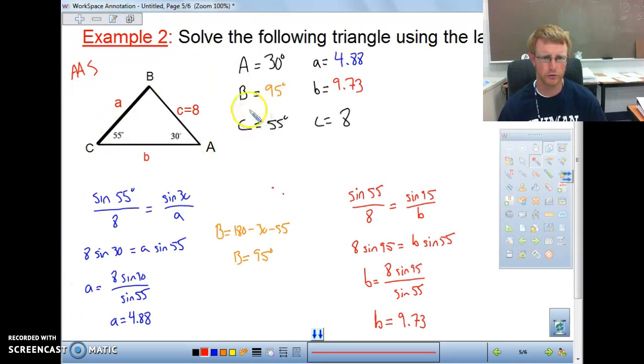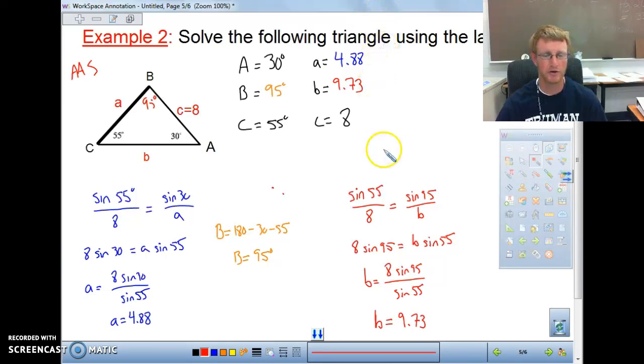So here's the solution for this one. Of course, you use the law of sines right off the bat to figure out what A is. We have sine of 55 over 8 equals sine of 30 over A, and then cross multiply and divide to get A equals 4.88. To figure out angle B, we would subtract 30 and 55 from 180. We get 95 for our angle, and then we can use that angle to do our law of sines for side B. So sine of 55 is to 8 as sine of 95 degrees is to B. And then cross multiply and divide and get 9.73.